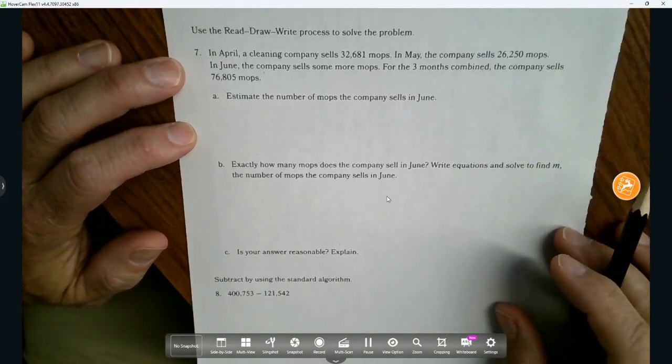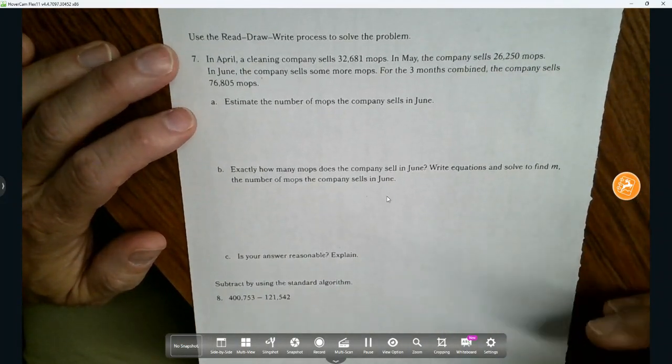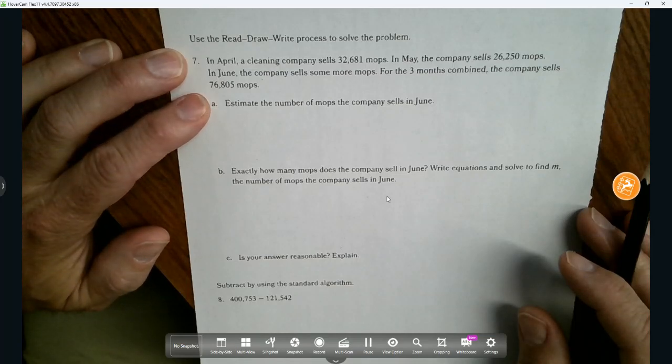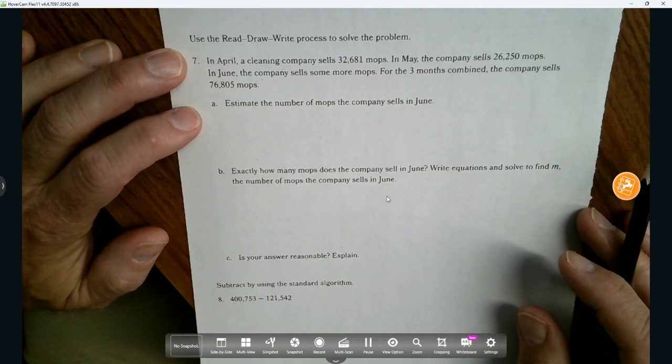Story problems on the back. I'll read it to you, and you have to do it on your own. In April, a cleaning company sells 32,681 mops. In May, the company sells 26,250 mops. In June, the company sells some more mops. For the 3 months combined, the company sells 76,805 mops. Estimate the number of mops the company sells in June.